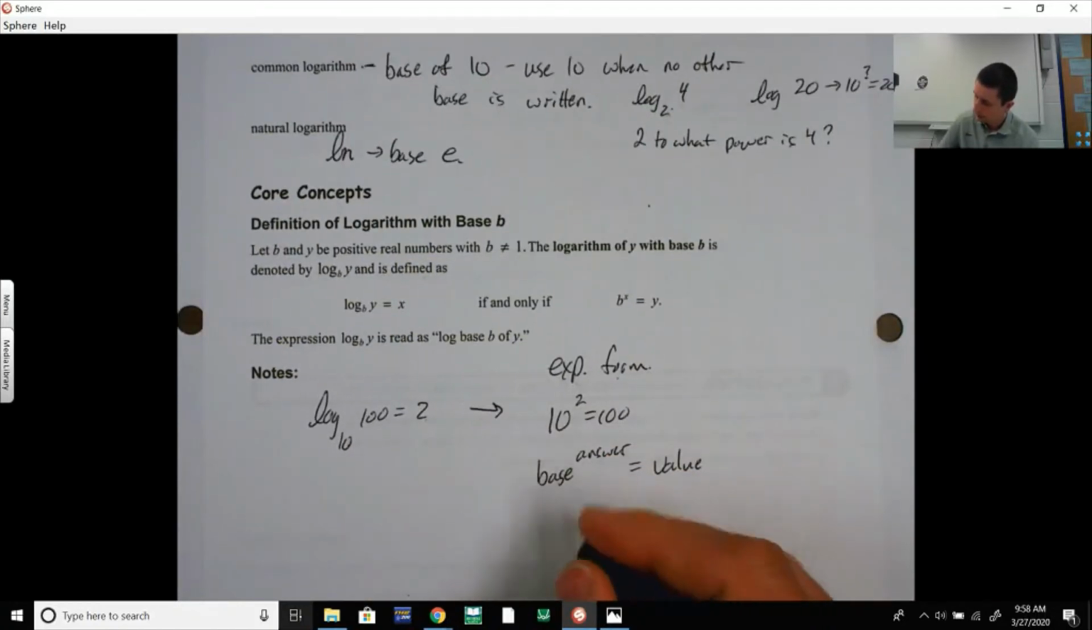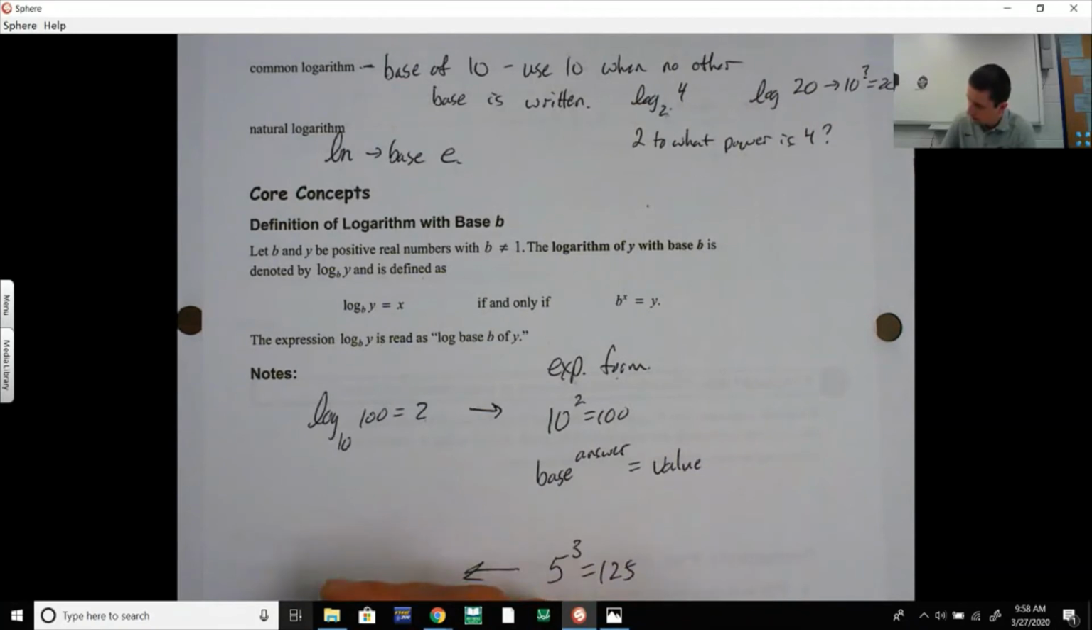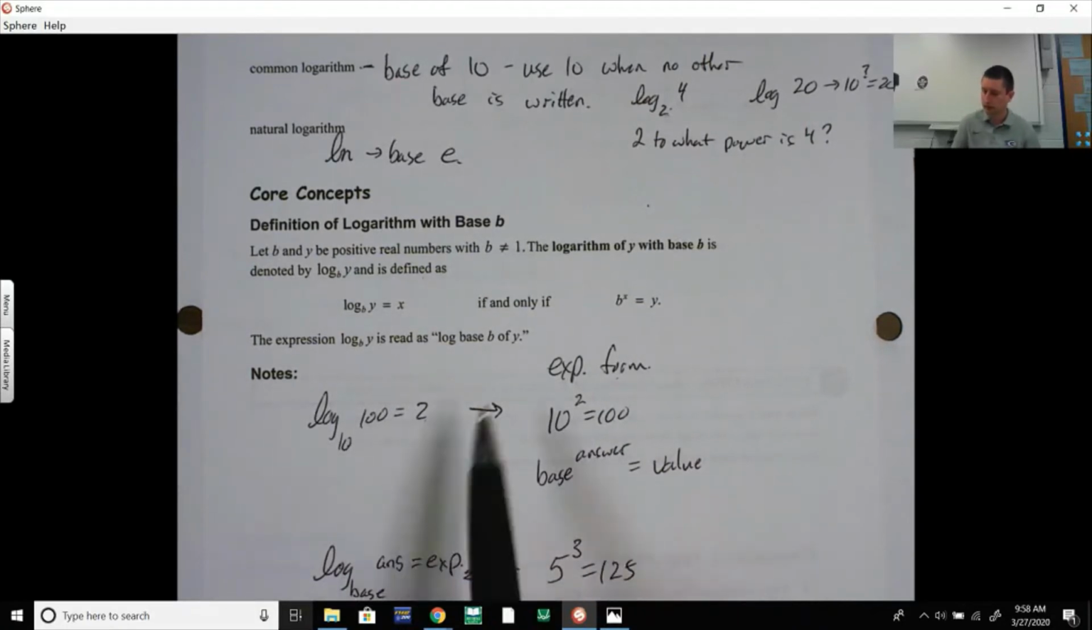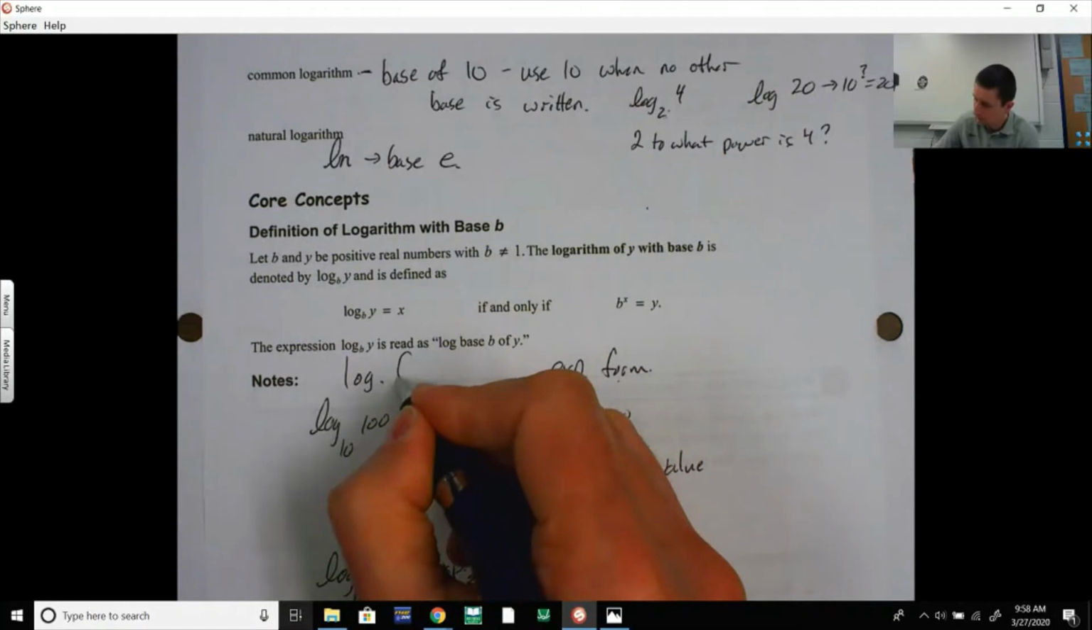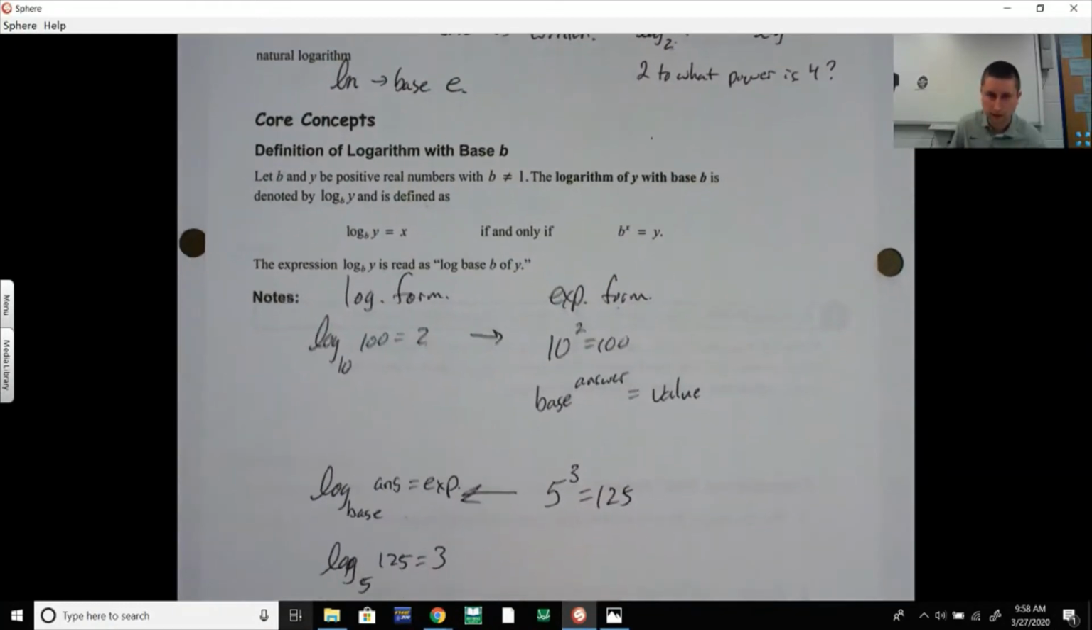If we're going the other way, 5 to the third equals 125. You have to take the log of the base. Now here's where the answer goes, and that's going to equal your exponent. So log base 5 of 125 equals 3. So this is kind of your formulas going back and forth from logarithmic form to exponential form. Stop and go back and listen to that again if that went too fast.